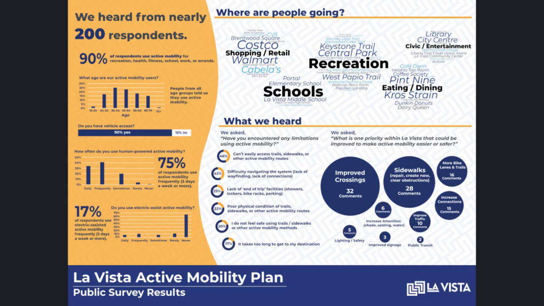So some of the things that we heard about where people were trying to go most, there was a big priority of being able to access recreational opportunities, to get to school, to go to entertainment and dining establishments, to go to some of the breweries that we have around the city. And the biggest priorities from our respondents were to have improved crossings. Safety was a big priority. Better crossings, more sidewalks, more trails and bike lanes.